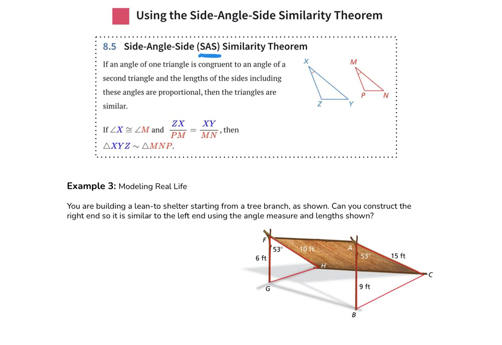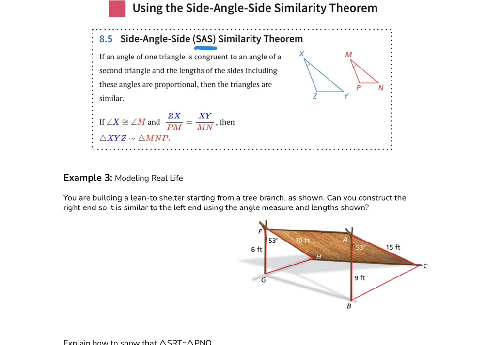And when it's the included angle, then I'm comparing XZ to PM, and I'm comparing XY to MN. Okay? So for instance, let me show you how this one would work. Let's say this is 4 and this is 2. Let's say this is 6, and let's say this is 3. Okay? So we're saying that this triangle is 2 times bigger than this triangle. 4 is 2 times bigger than 2. 6 is 2 times bigger than 3. Okay? Those are the 2 sides that we can compare.